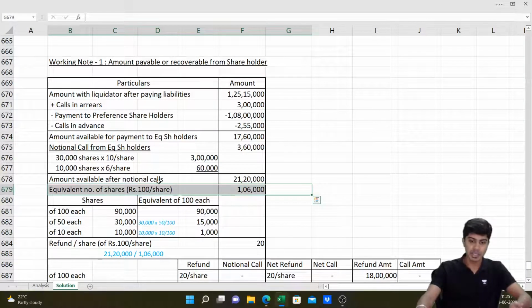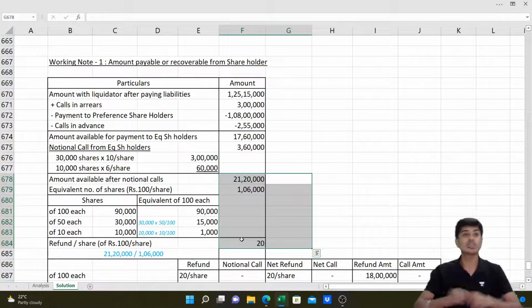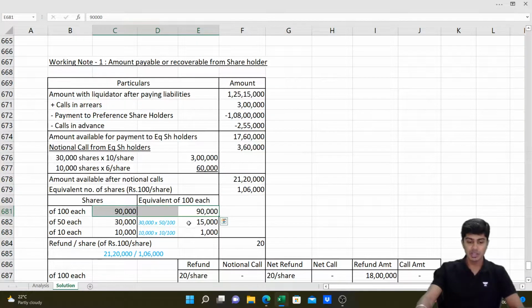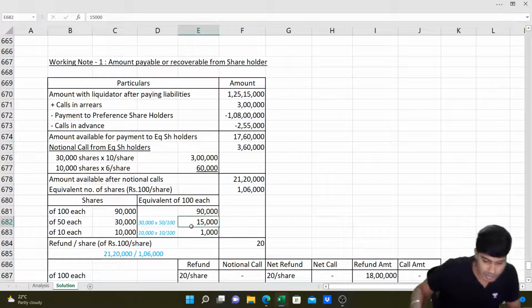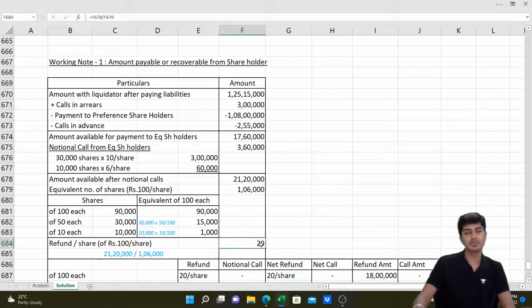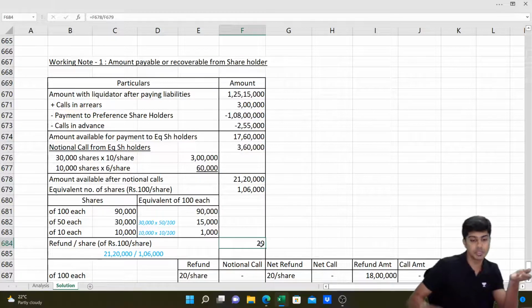If we find the EPS, it is 21 lakh 20,000 divided by 1 lakh 6,000, which comes to 20 rupees. This is not the final answer. This 20 rupees will hold good only for these people. Here you have divided, no? So now this 20, here you increase the number of shares, no? So that 50 rupees shareholder and 10 rupees shareholder will not receive 20. 50 rupees shareholder will receive half of 20, that is 10 rupees. And 10 rupees shareholder will receive 1/10 of it, that is 2 rupees.